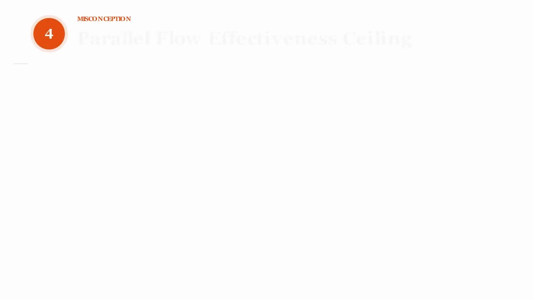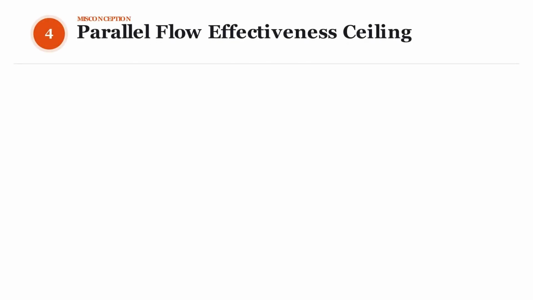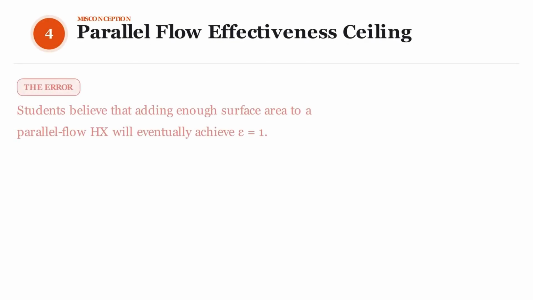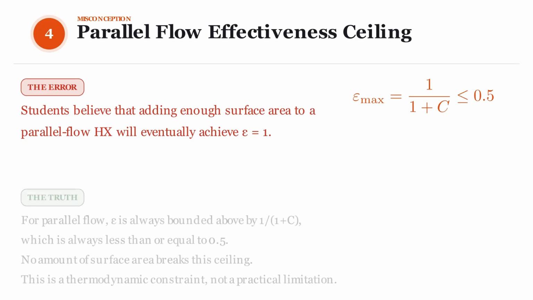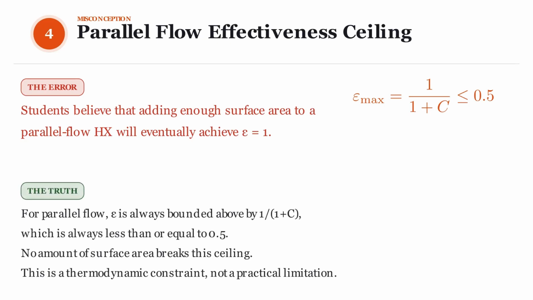Misconception 4. Parallel flow effectiveness ceiling. The error: students believe that adding enough surface area to a parallel flow HX will eventually achieve epsilon equals 1. The truth: for parallel flow, epsilon is always bounded above by 1 over 1 plus c, which is always less than or equal to 0.5. No amount of surface area breaks this ceiling. This is a thermodynamic constraint, not a practical limitation.